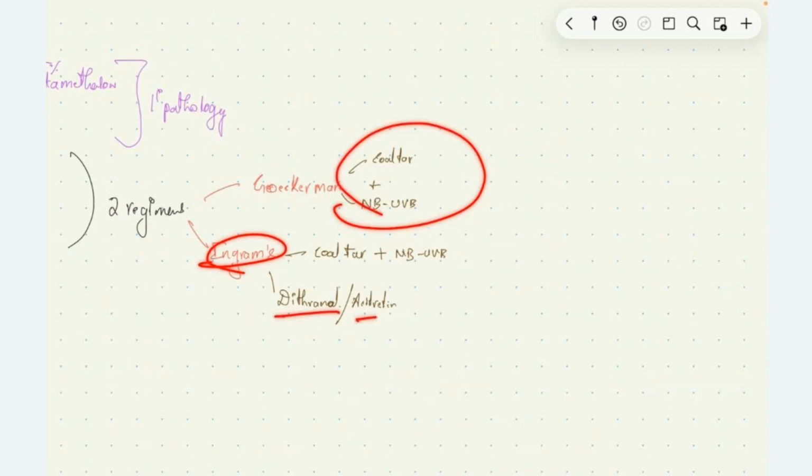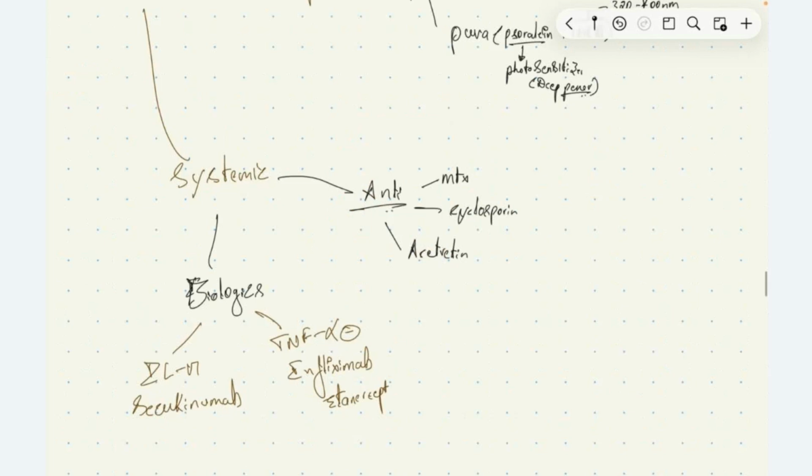In severe disease, we can give systemic therapy with anti-inflammatory agents like methotrexate, cyclosporin, and acitretin. And biologics, we can give infliximab and etanercept, which are TNF alpha inhibitors, or biological agents, that is interleukin 17 inhibitors like secukinumab.